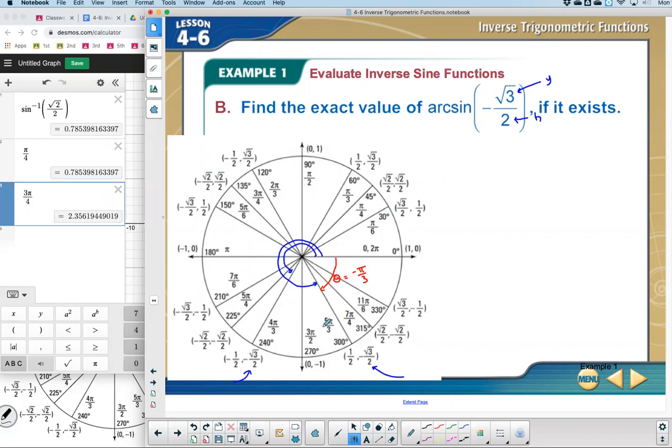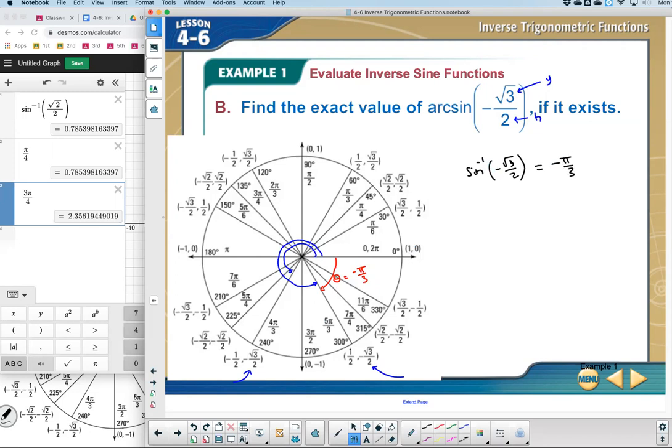With radians, it's always going to be the common denominator. Since it's just straight down, it's negative pi over 3. Negative pi over 3 would be our solution here. So let me rewrite this. Sine inverse negative square root of 3 over 2 is going to equal negative pi over 3.